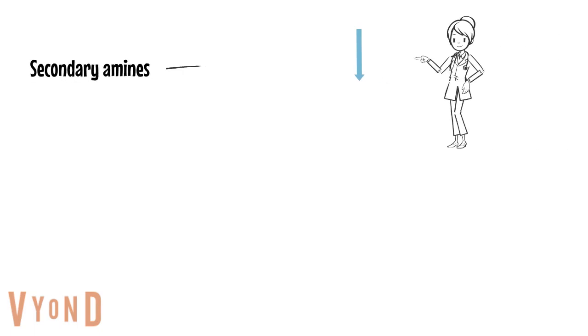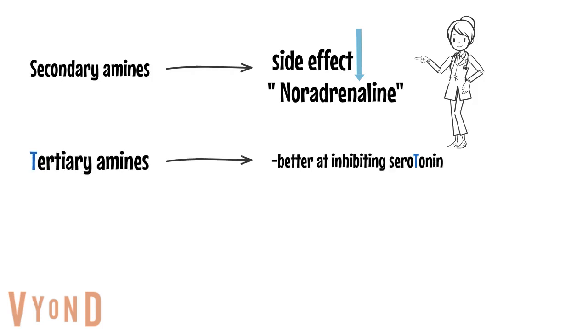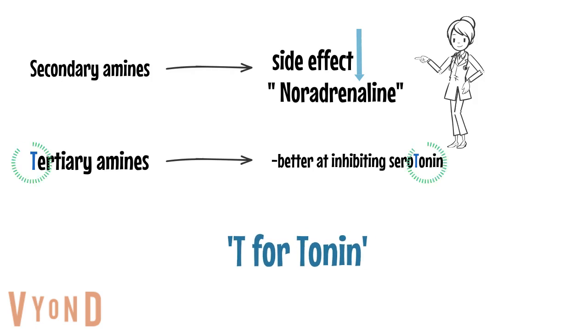The secondary amines are said to have a lower side effect profile and act primarily on noradrenaline. The tertiary amines are thought to be better at inhibiting serotonin. You can memorize this by T for tonin.